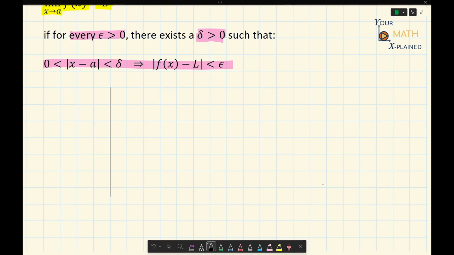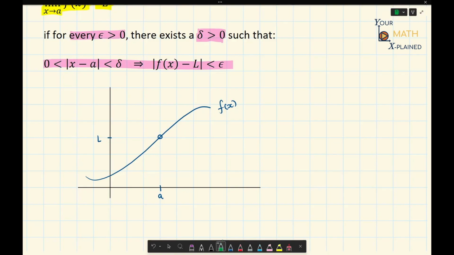We have our x and y axes. And then let's say we have some random function f of x. So let's say this is our function f of x. Now let's call this value here our a. And therefore, this value here is going to be our L, since the limit as x approaches a for f of x is equal to L.